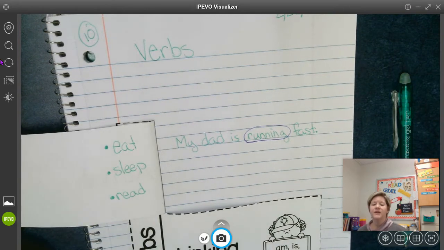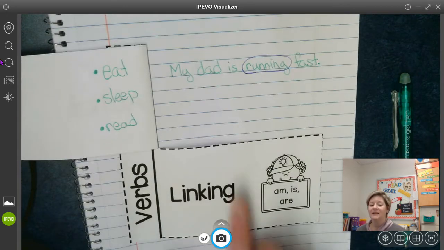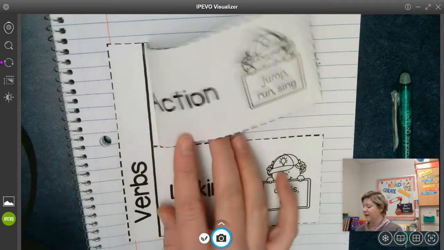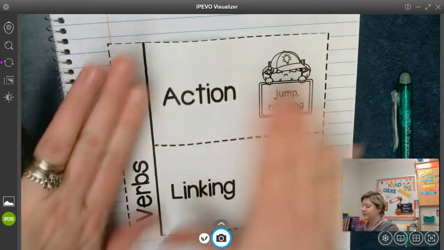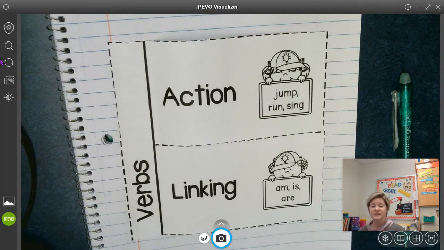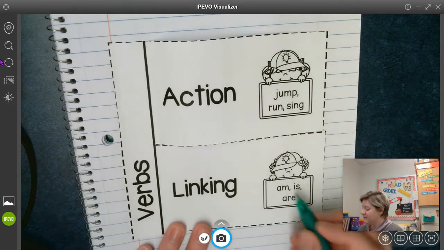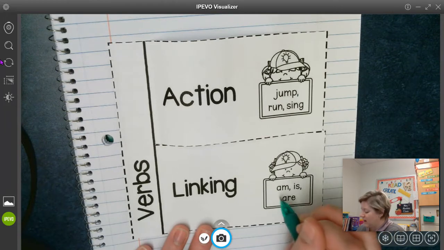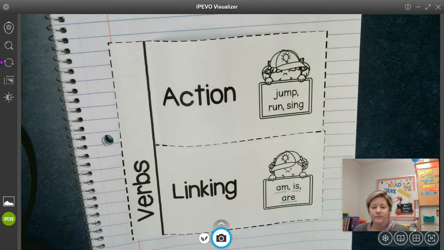Now we're going to look at something new. We're going to look at linking verbs now. So I'm going to fold this back. Okay. And a linking verb does just that. It links things together in our sentence so that our sentence makes sense. And here are some of the linking verbs that we're going to use today. Am, is, and are are linking verbs. They are put in the sentence after the noun so that your noun is connected to your verb.